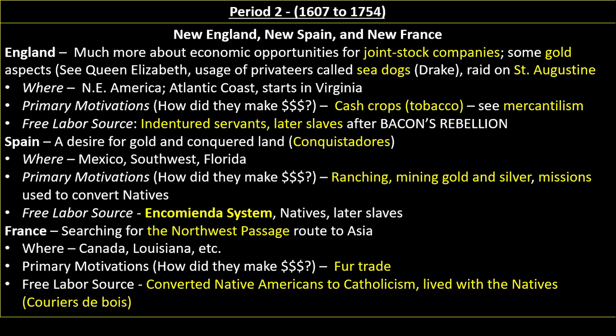Missions were used to convert Native Americans. During that time, that's where you get the story of Pope's Rebellion, or the Pueblo Revolt. The encomienda system is something that is usually tested on the APUSH exam.